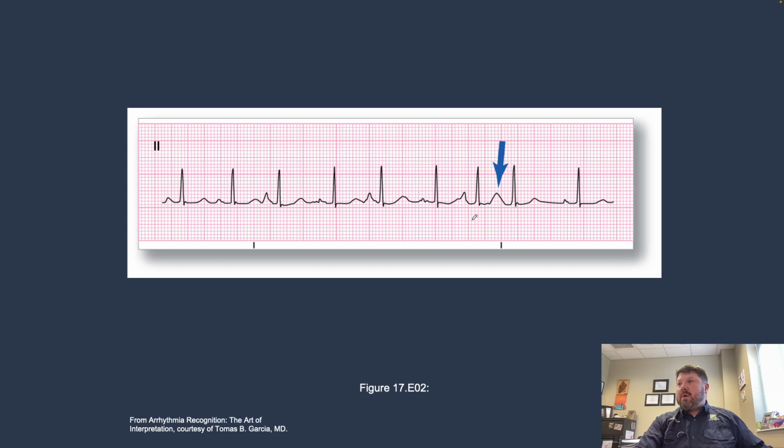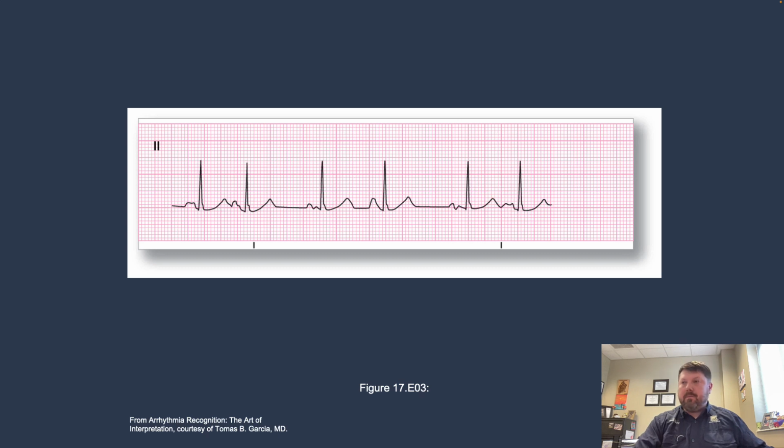Now this is an irregular rhythm, and if you notice, this arrow right here is actually pointing to the P on T that we had talked about with the premature atrial complexes. That's why you've got that big morphology there. But you notice here you've got several different P waves, which indicates a wandering atrial pacemaker. Same thing here, wandering atrial pacemaker.